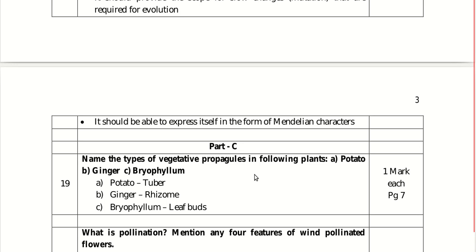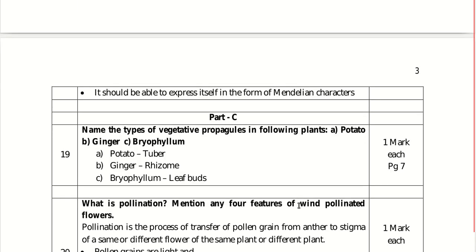Name the types of vegetative propagules in the following plants. A, potato, it is tuber. B, ginger, it is rhizome. C is bryophyllum, leaf buds. 20th question is, what is pollination? Mention any 4 features of wind pollinated flowers.